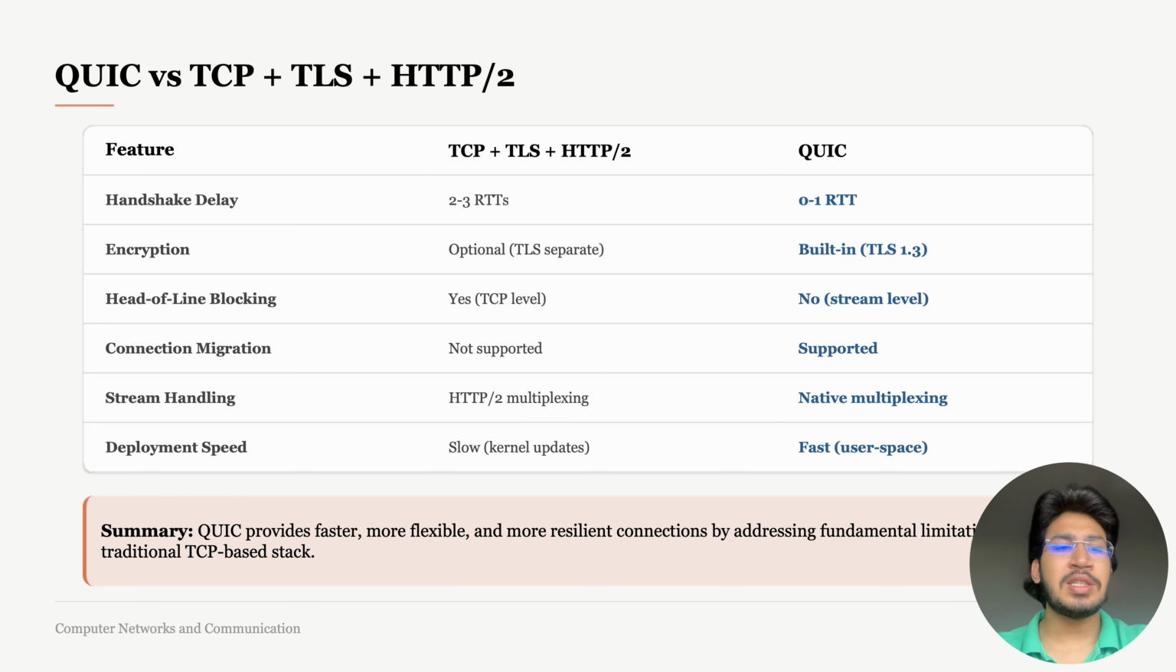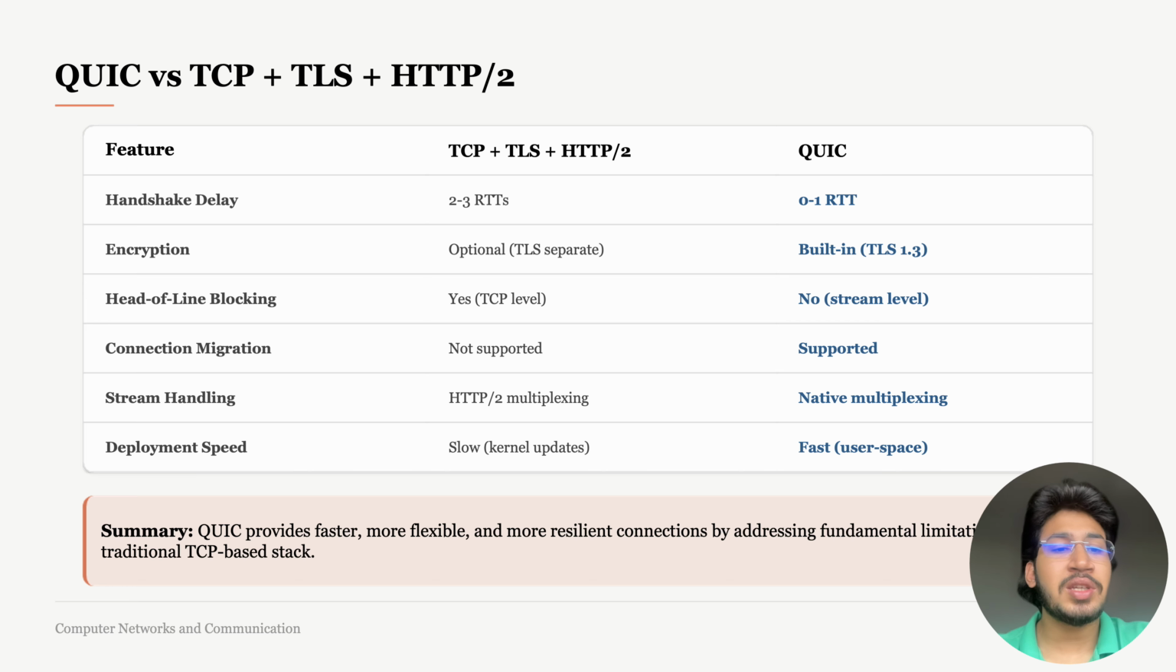As you can see, TCP is more reliable and has been used for many years, but it can be slower during setup and can suffer from head of line blocking. QUIC improves on this by reducing the handshake delay and allowing independent streams. TCP also depends heavily on the operating system implementation, while QUIC can be updated more easily in user space.